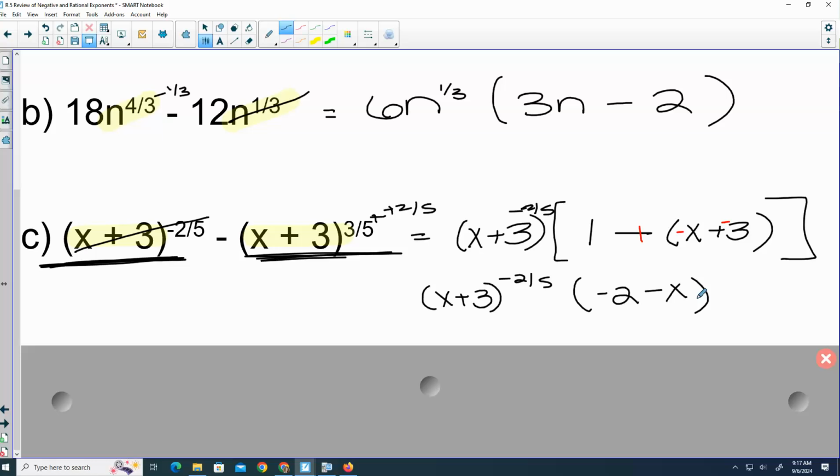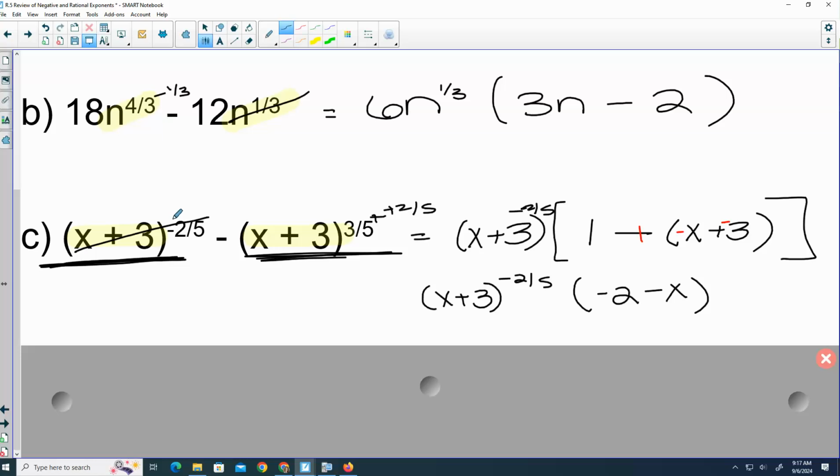Is 1 negative? The 1 was not. So this one right here came from when I factored that whole thing out and I divided, so it became a +1.